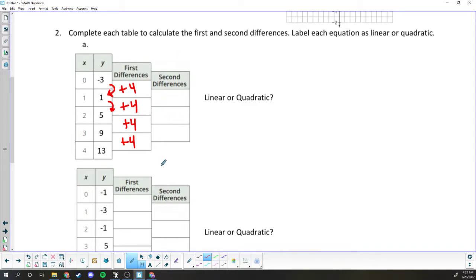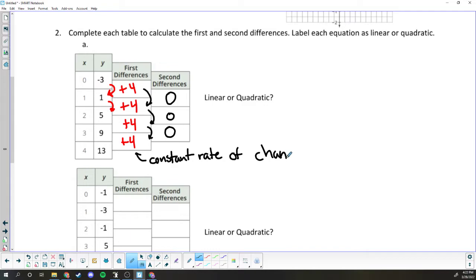Then the second difference is the same exact thing. You say, what's the difference between 4 and 4? Well, it's 0. What's the difference between 4 and 4? 0. What's the difference between 4 and 4? It's 0. Okay. And that completes the table, right? So that's good for that one. But now we have to figure out what this means. What does this tell us? Well, first differences you can think of as rate of change or slope, right? And if your first difference is always the same, that means that you have a constant rate of change.